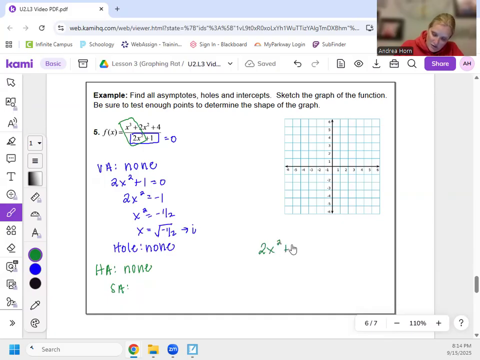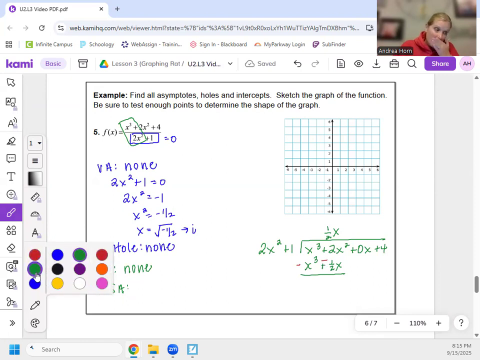So I'm going to put 2x squared plus 1 on the outside. I'm going to put x cubed plus 2x squared, put that placeholder, 0x plus 4 on the inside. And then I'm going to long divide. So I'm going to multiply by 2x. No, I'm not going to multiply by 2x. I'm going to multiply by 1/2 x, right? So 1/2 x times 2x gets me x cubed plus 1/2 x. When I draw my line, I'm going to change my sign. So I'm going to subtract.